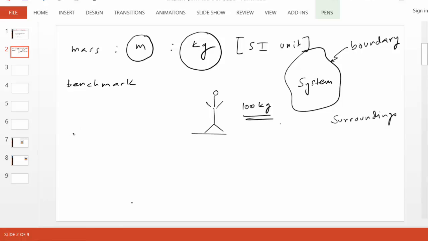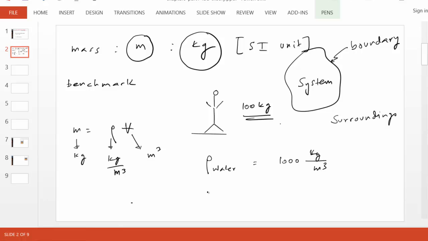We know mass of a system is given by density times volume, right? Where mass is in kg, density is kg per meter cube, and volume is meter cube. Everybody knows this formula. So what is the benchmark for density? Density of water, as you know, is about 1000 kg per meter cube. And another benchmark that I always encourage everyone to memorize is that of air, surrounding air that you see. It's not exactly 1, it's about 1 kg per meter cube. But it's good to know.